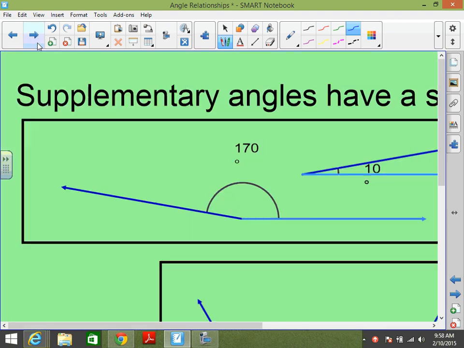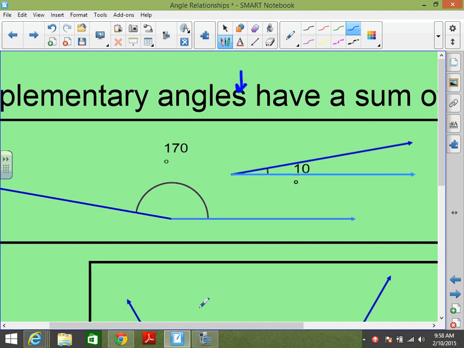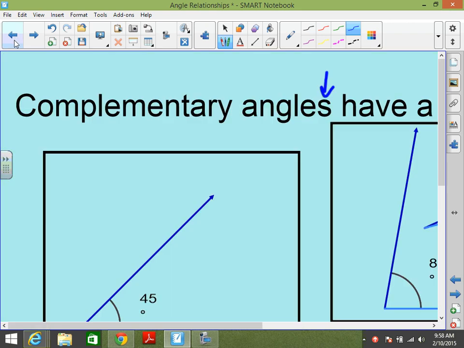Okay? Now let's look here. Supplementary angles. More than one. They add up to 180. So in your project, you need to have two angles that add up to 180. Not one angle. Let me go back to complementary.